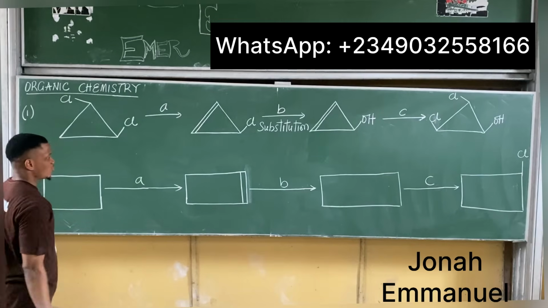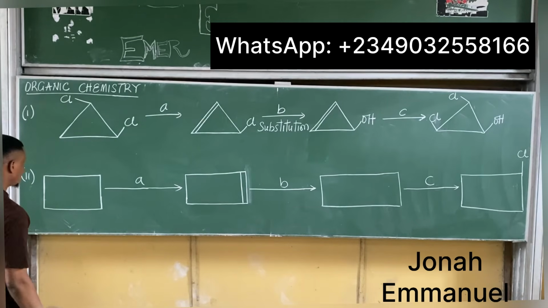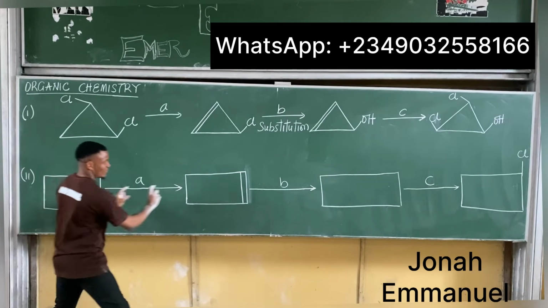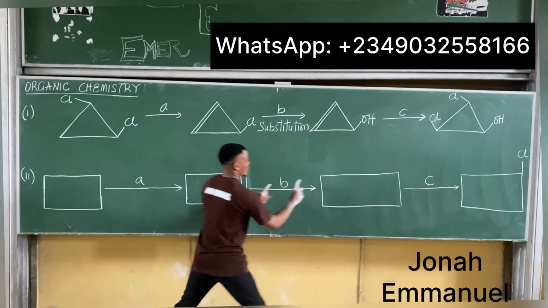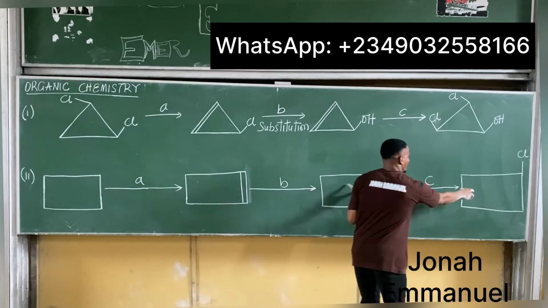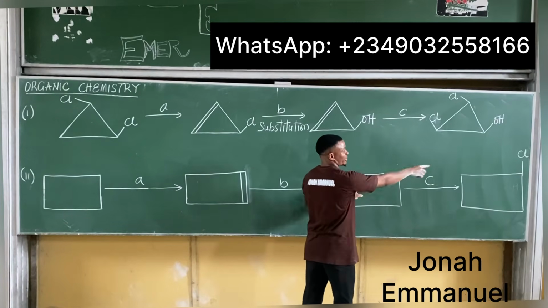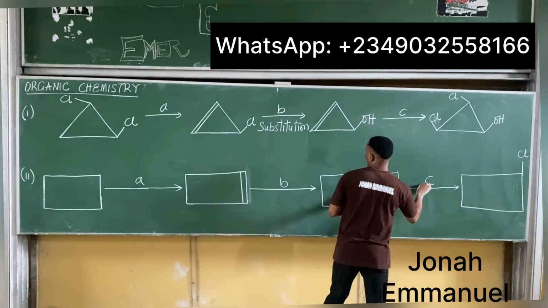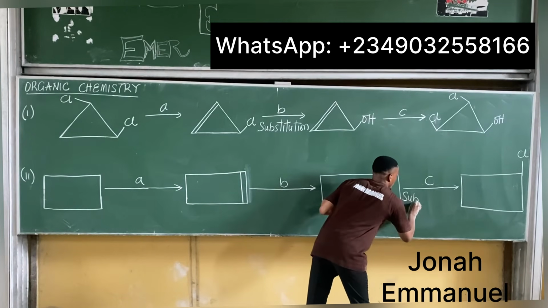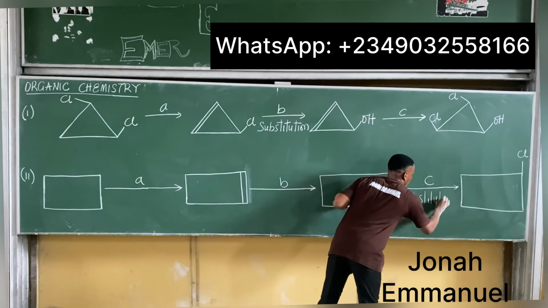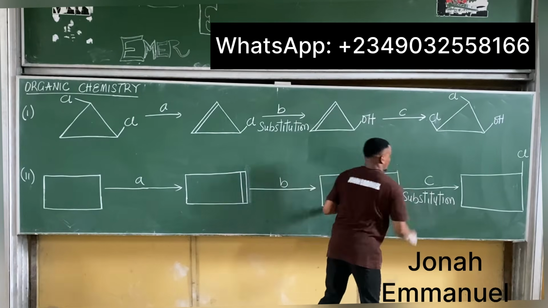For the second one, which of them will do substitution? This was alkane to alkene, alkene to alkane. Observe C is alkane and alkane. Just like hydrogen here was replaced by what there? Chlorine. So this one becomes substitution. So that's always the easiest one to get.